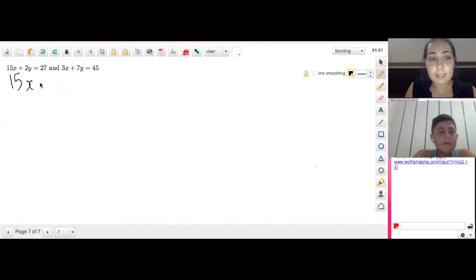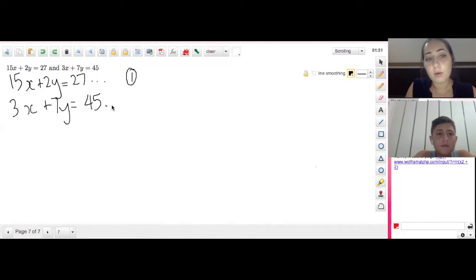So 15x plus 2y equals 27. We're going to call that equation 1. And 3x plus 7y equals 45. We're going to call that equation 2. So if you recall, when using the elimination method, you need to ensure that the variable that you want to eliminate, whether it be x or y, has the same valued coefficient. So we consider our x's. The coefficient of x in our equation 1 is 15, and the coefficient of x in equation 2 is 3. They are not the same.